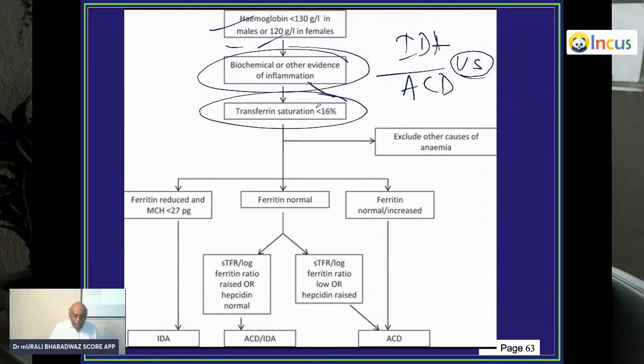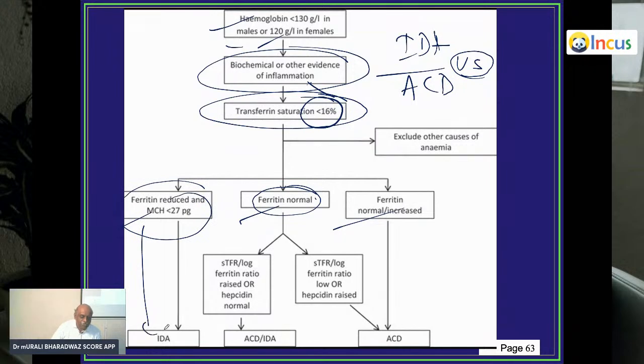If the transferrin saturation is less than 16%, look how is the ferritin. Is the ferritin normal, ferritin reduced, ferritin increased? Ferritin reduced means it is straight away an iron deficiency anemia case, no tension in that. But if the ferritin is increased, straight away it is a case of anemia of chronic inflammation.